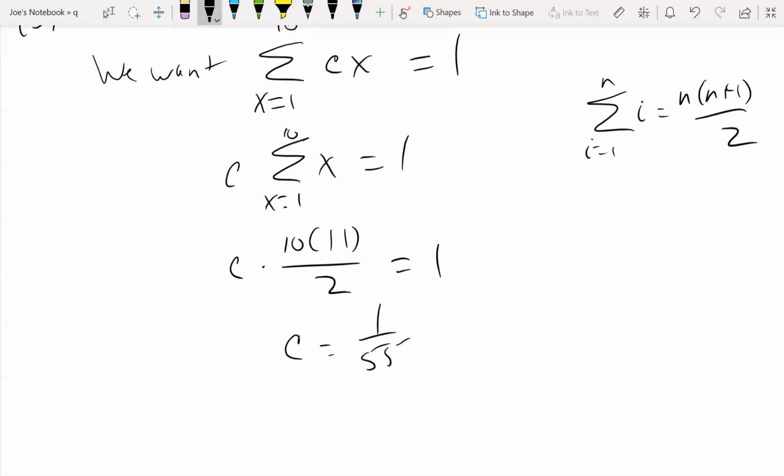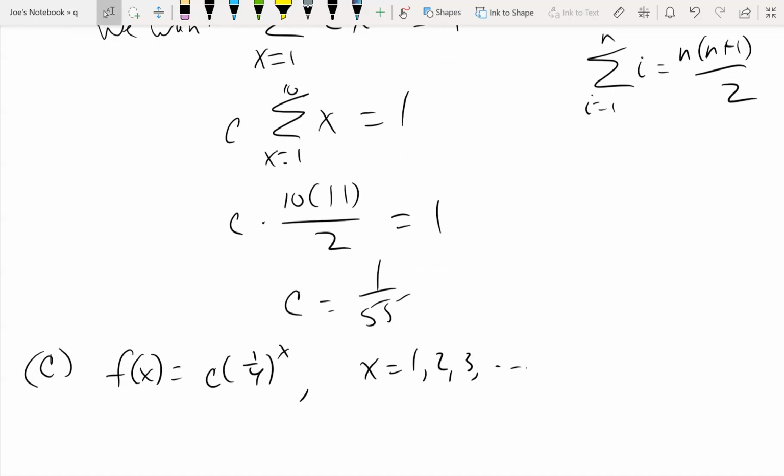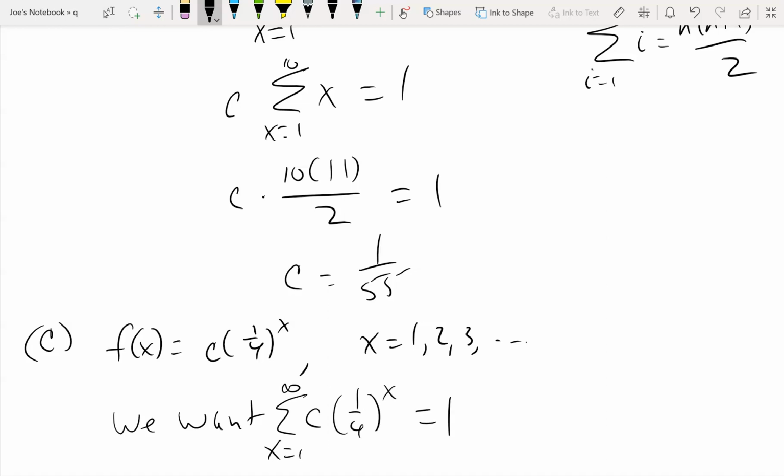All right, let's do part C, where f of x is equal to c times 1/4 to the x, and your x goes from 1, 2, 3, and so on, so it doesn't stop. Again, same principle: we want to make sure that when we add up all the possibilities, we get 1. So if I take the sum from x equals 1 to infinity of this, we get 1.